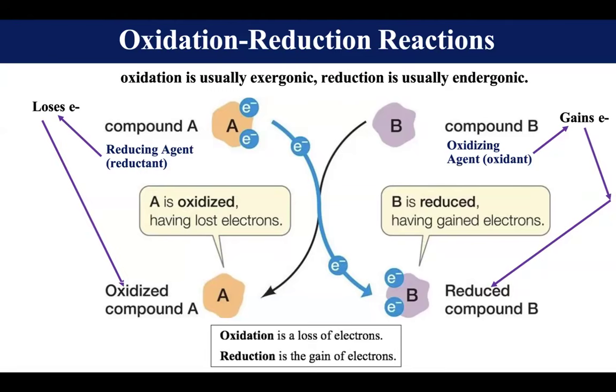For example, for compound A, if the other molecule is gaining electrons, it is the reducing agent because it is giving up electrons. If the other molecule is losing electrons, as you see here in compound A, compound B would be your oxidizing agent because it is obtaining the electrons from compound A. So an oxidizing agent, as you see here, gains electrons and becomes reduced in the process. A reducing agent gives up electrons and becomes oxidized in the process.